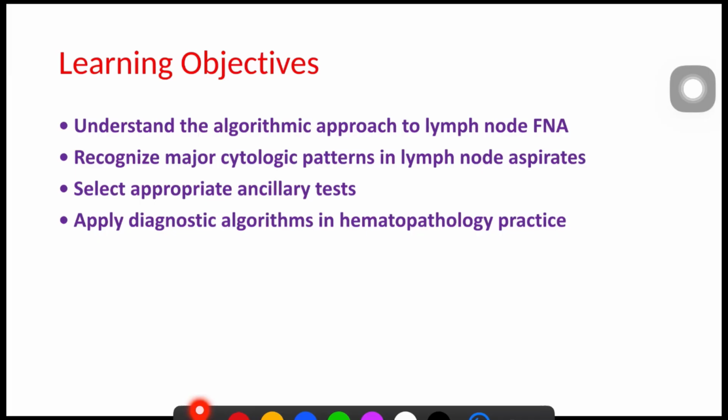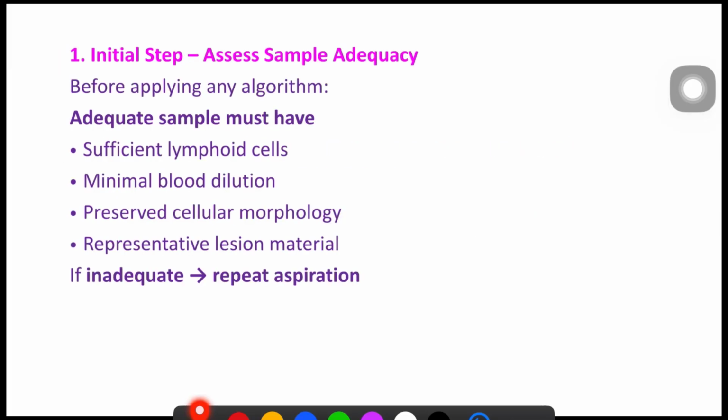In today's session, we will learn how to apply this pattern-based algorithm step by step, just like it is used in real hematopathology practice. By the end of this lecture, you should be able to approach any lymph node aspirate in a systematic, confident and exam-oriented manner. So let us begin with the basic concept of pattern recognition in lymph node cytology.